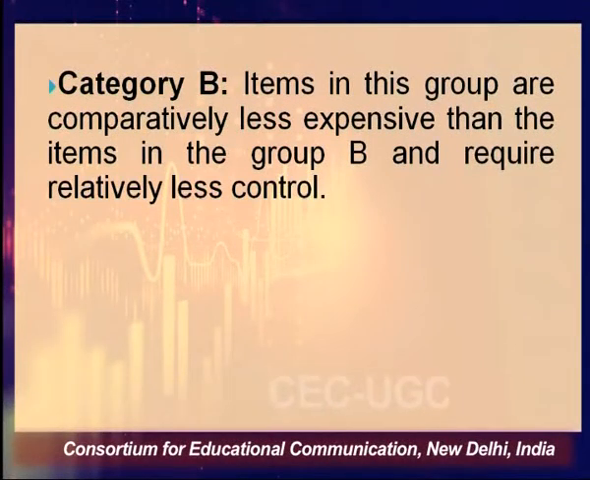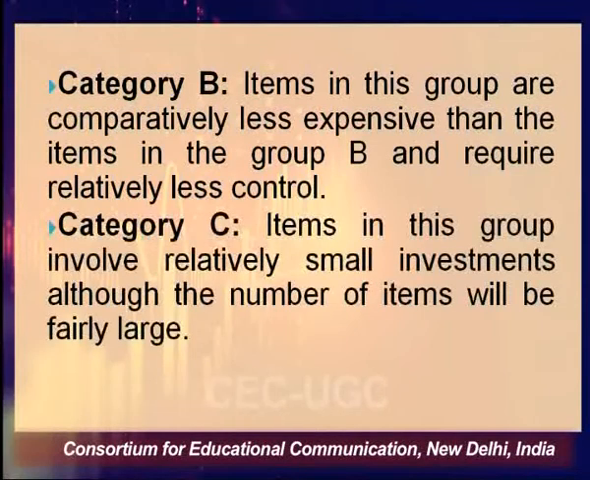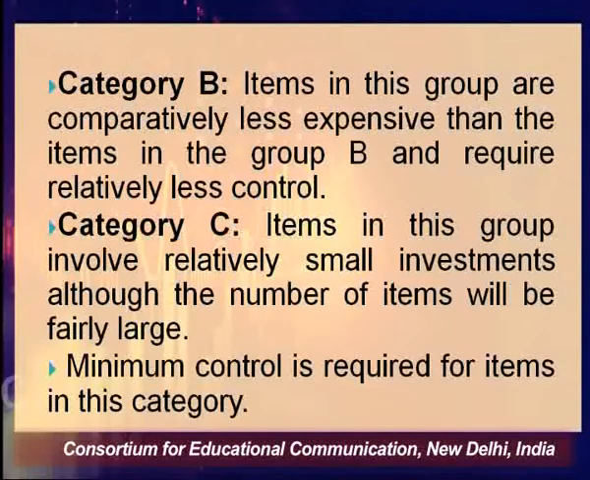Items in this group are comparatively less expensive as compared to the items in group A, and they require relatively less control. So in group B we require relatively less control, whereas in category C, items in this group involve relatively, you can say, no control or small investment. There is very little control required, although the number of items will be fairly large in this category. So what we suggest in this system is that minimum control should be exercised for items in this category. So we are talking about categorization of intensity of control from extensive and intensive, to moderate, and then no control or the lowest control.